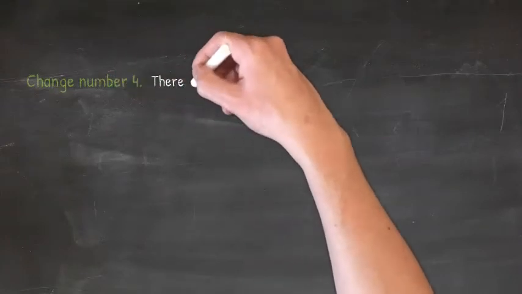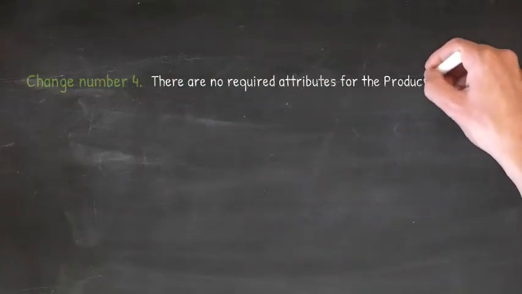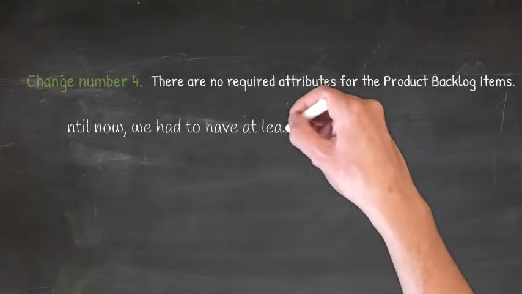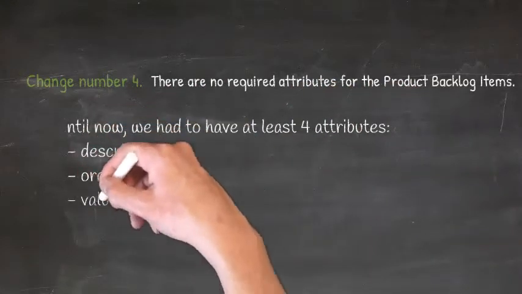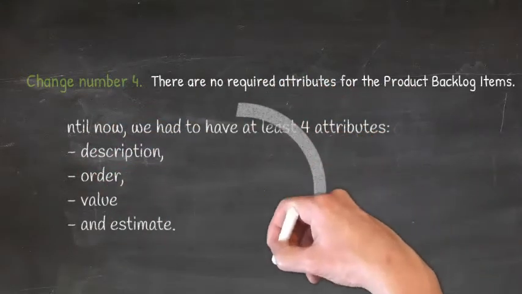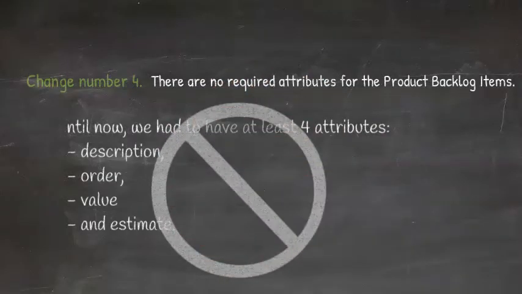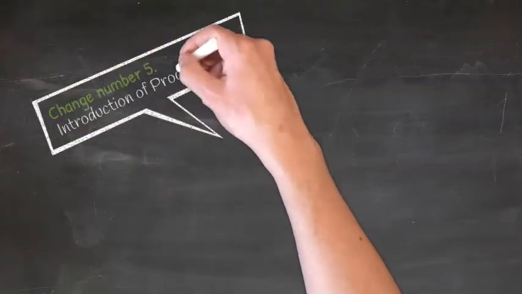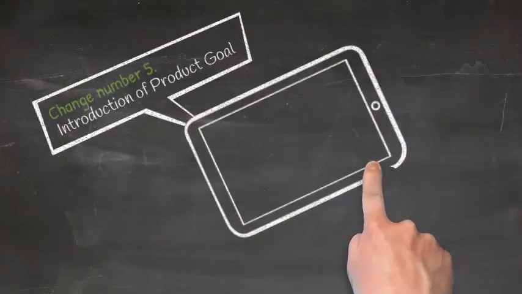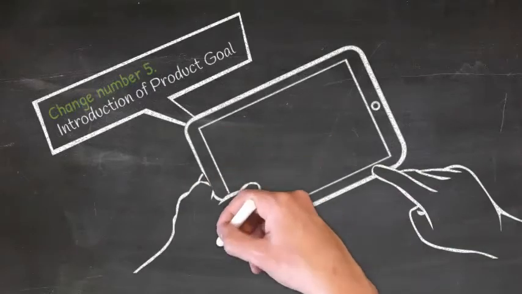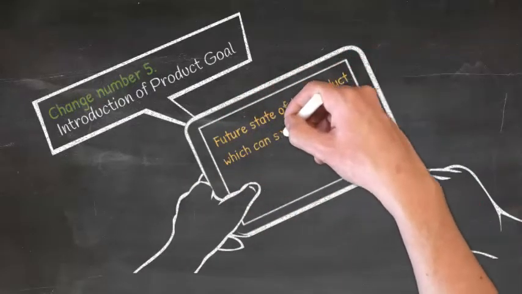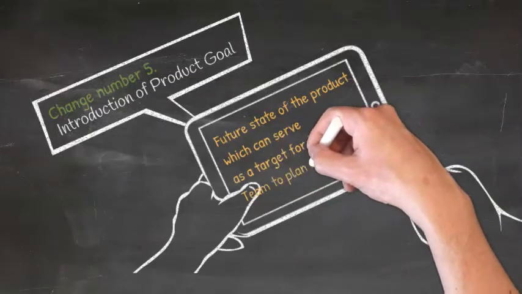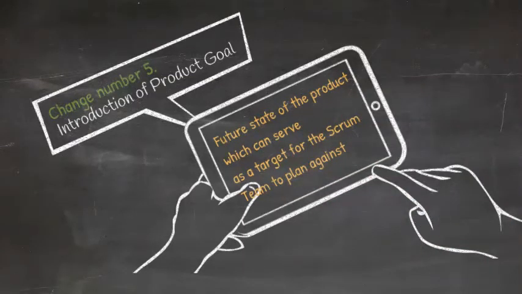Change number 4. There are no required attributes for the product backlog items. Until now, we had to have at least 4 attributes: description, order, value, and estimate. This is no longer mandatory. Change number 5. Introduction of product goal. The sprint goals must connect to the high-level goal, and in this case, this is the product goal. The product goal describes a future state of the product which can serve as a target for the Scrum team to plan against. Awesome product owners must have a long-term product goal and move away from a project mindset.